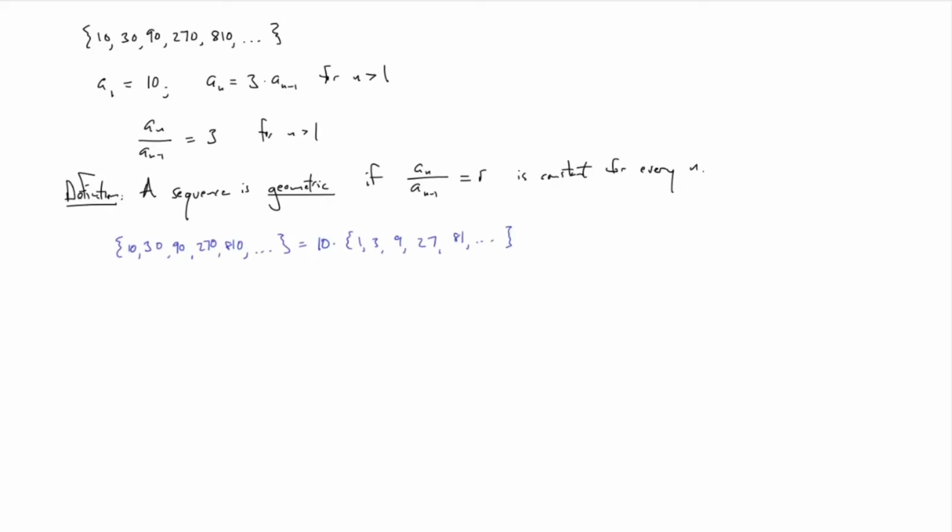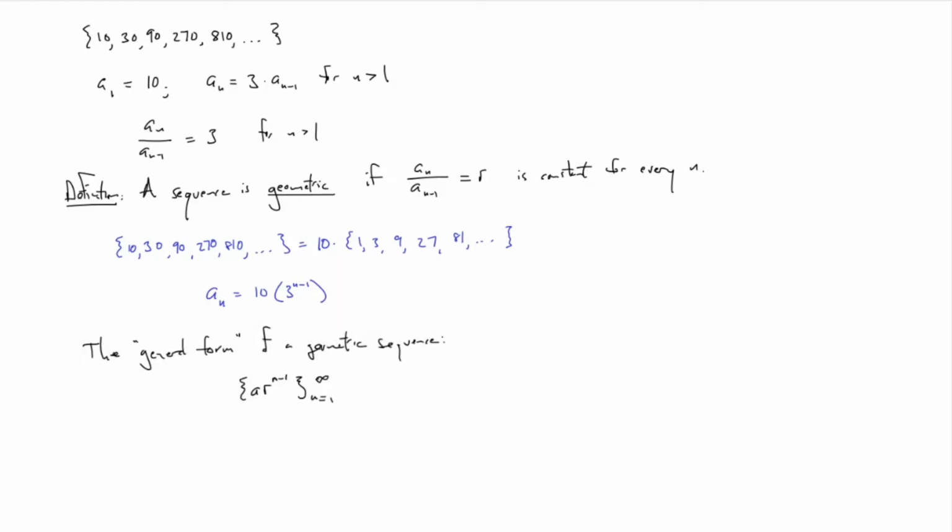And for this particular sequence, if you factored out a 10 from each term and wrote it as 10 times the sequence 1, 3, 9, 27, 81, etc., it becomes clear that a formula for the general term of the sequence is 10 times 3 to the n minus 1, where n starts at 1 and goes to infinity as usual.